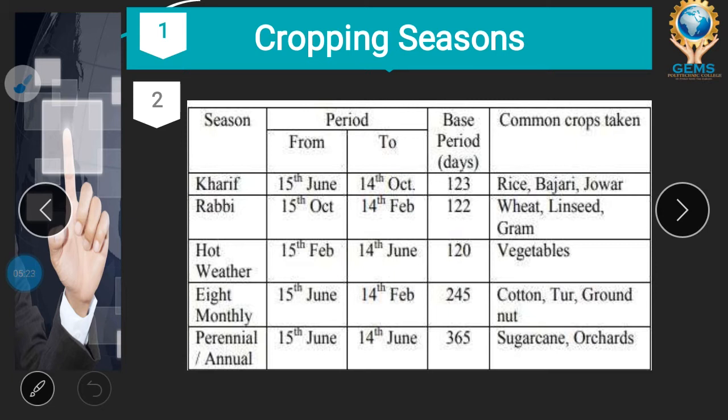Okay, so cotton is also known as a cash crop. So if you plant it, you can earn good money.